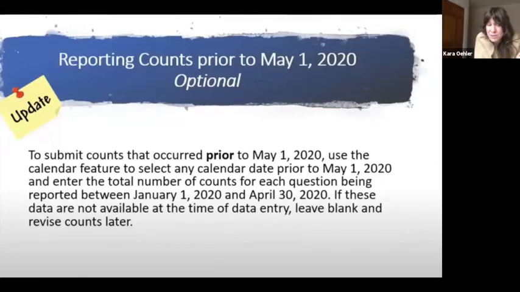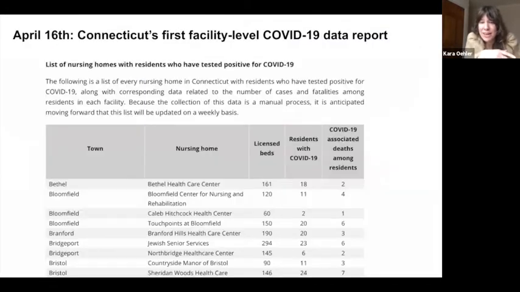Facilities can report it, but it's optional, and this ends up creating some discrepancies between what you see the states reporting and what you see CMS reporting. For example, on the next slide, this is the very first facility level report with data that Connecticut released. This was released on April 16th. In this data, they're reporting 375 deaths. An issue with this is that when CMS reports, we don't know if those facilities and those 300-some odd deaths are represented in the CMS data set.